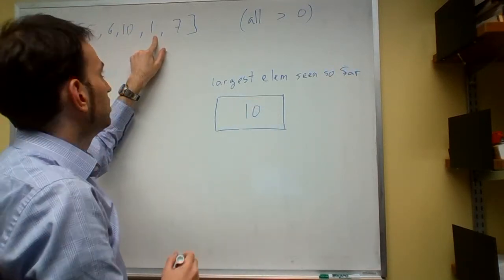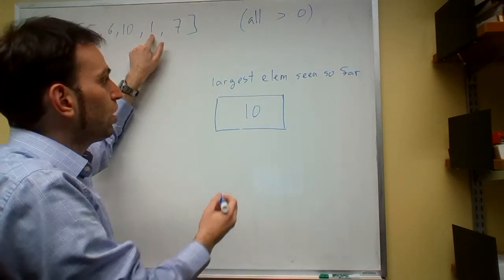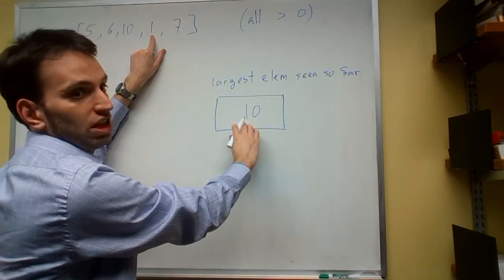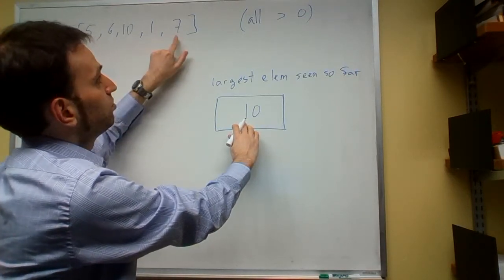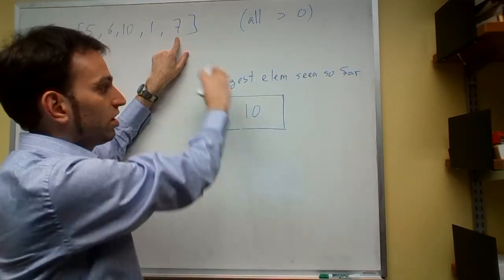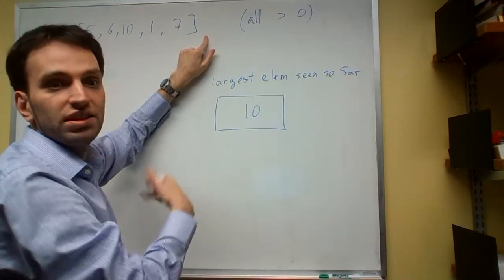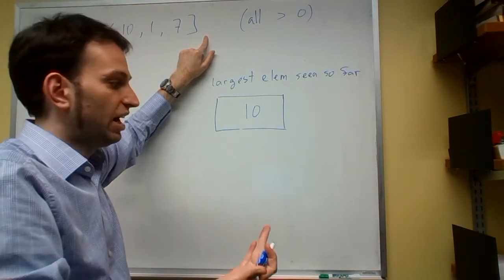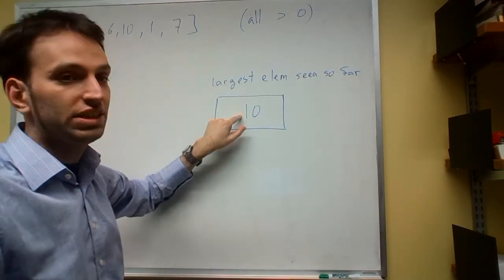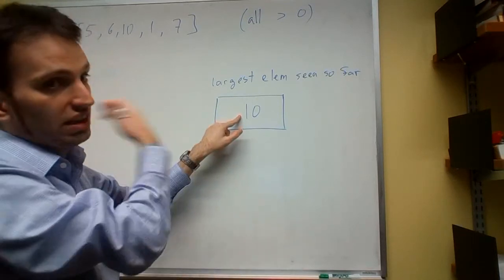Now look at 1. Well, 1 is not the largest element that I've seen so far because 1 is not greater than 10. So 10 is still the largest element that I've seen so far, and I move on to looking at 7. Is 7 the largest element that I've seen so far? Well, no, it's not. 10 is still larger. And now I'm out of elements in the list, which means that whatever is here is going to be the largest element that I've seen in the entire list.